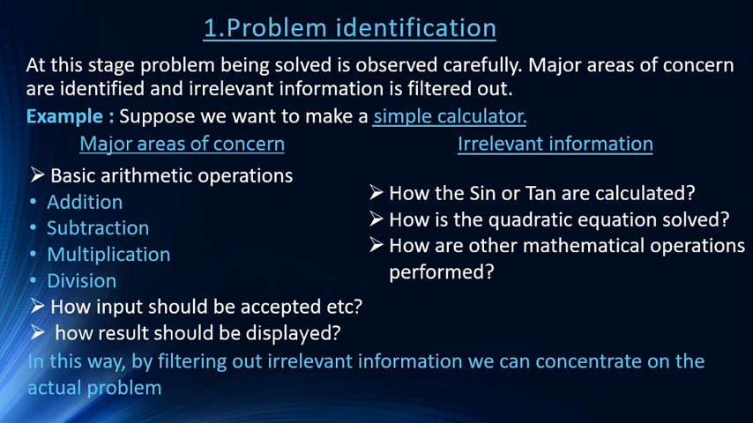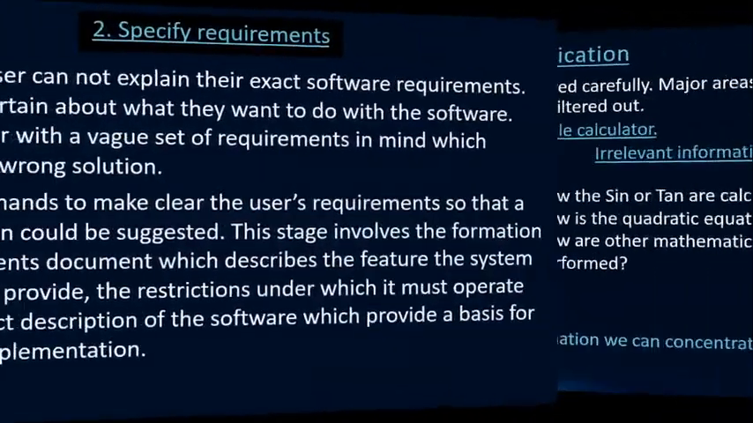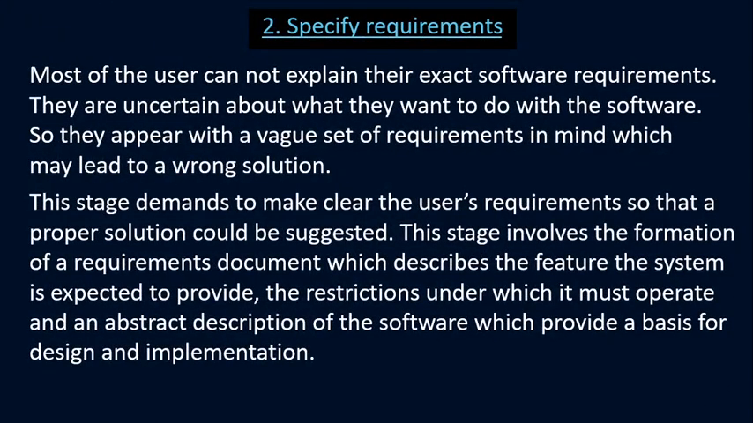If we do not filter out the irrelevant information, then we do not get our actual solution. Now move on to the next step, that is specify requirements. Most of the users cannot explain their exact software requirements. They are uncertain about what they want to do with the software, so they appear with a vague set of requirements in mind, which may lead to a wrong solution.